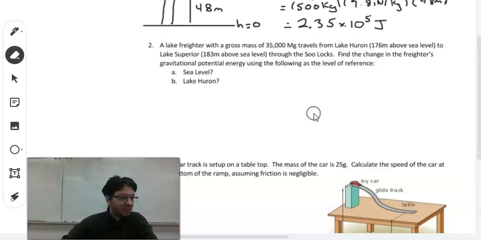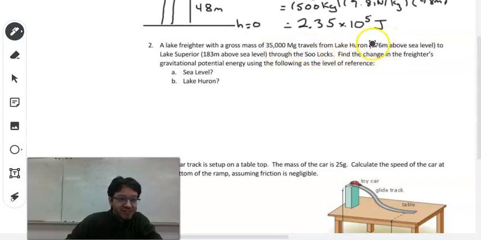So let's look at this example. Here we have a lake freighter with a total mass of 35,000 megagrams, so 35,000 tons. It travels from Lake Huron, which is 176 meters above sea level, to Lake Superior, which is 183 meters above sea level, through the Soo Locks. So find the change in the freighter's gravitational potential energy using sea level as a reference. What does that mean? It means we're going to make sea level where h equals 0.